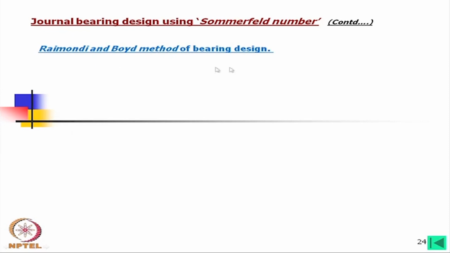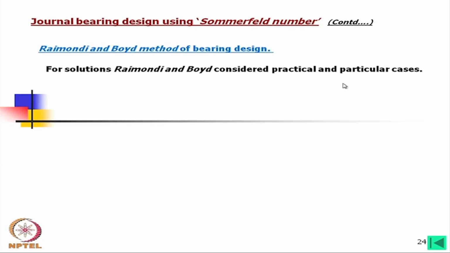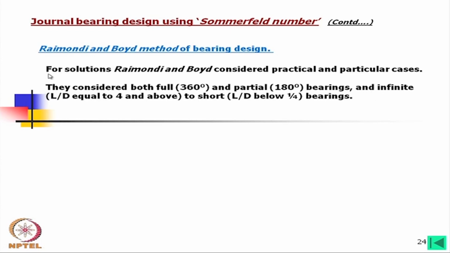Now, Sommerfeld proposed that it can be written in this form, but again this is not a closed form solution. So, Raimondi and Boyd, the two engineers, developed some charts out of those equations. For solutions, Raimondi and Boyd considered practical and particular cases.